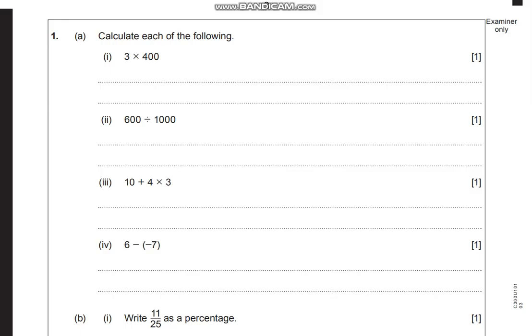So the first question that we've got here is calculate each of the following. The first one is 3 times 400. So we know what 3 times 4 is, that should be 12. 3 times 4 equals 12. And then we times by 10, and then we times by another 10. So 1200. And that is 1 mark.